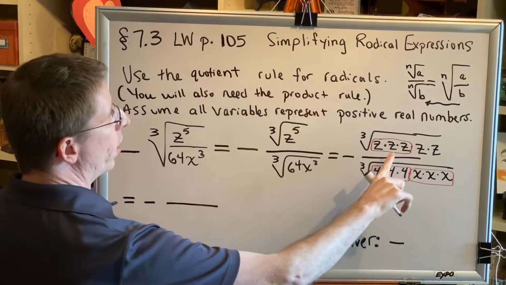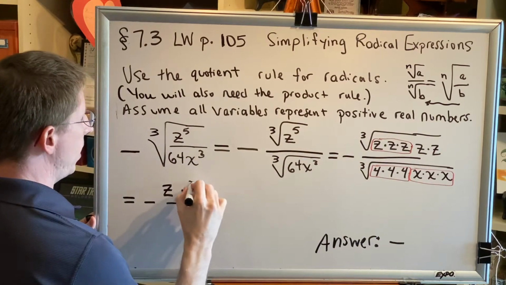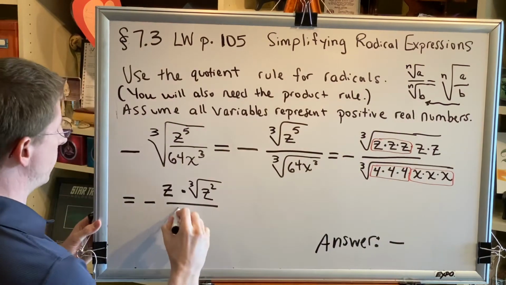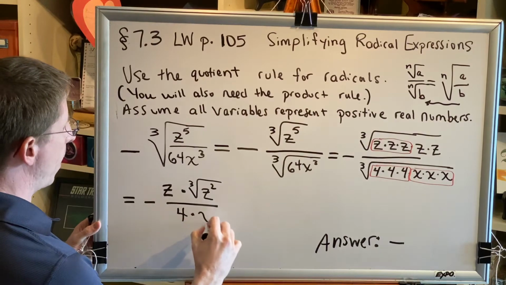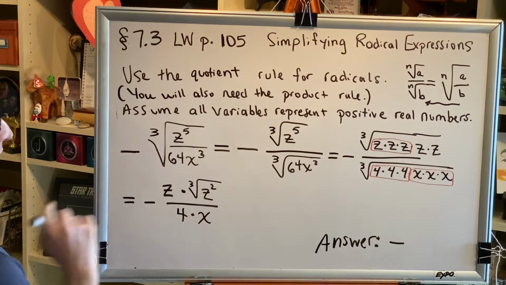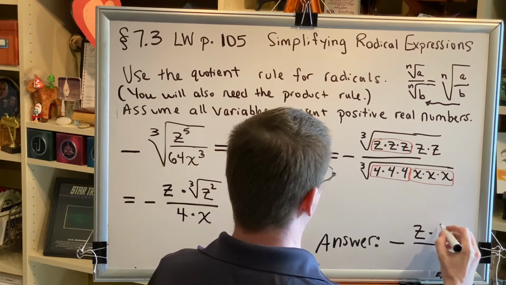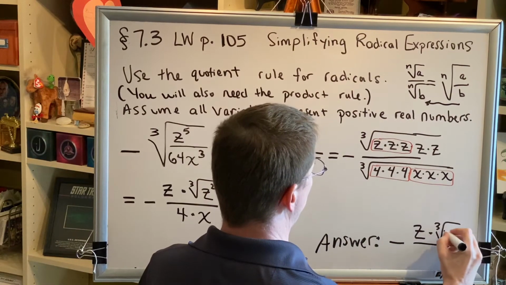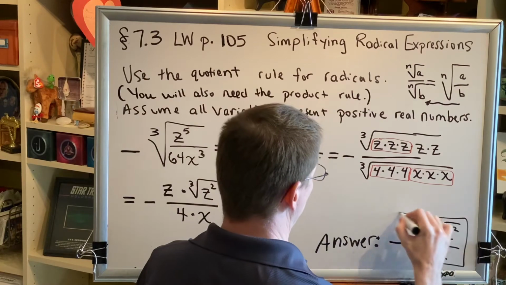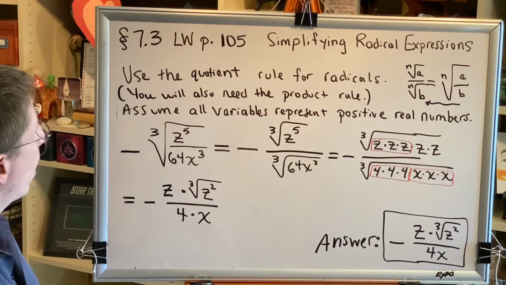So, for my numerator, a z comes out, and these stay inside. So I get z times the cube root of z squared. Here, a 4 comes out and an x comes out, so I get 4 times x. The only thing that I can really do here to simplify my answer further is remove this multiplication dot. So the answer is going to be negative z times the cube root of z squared over 4x. Okay, problem done. Let's look at another one.